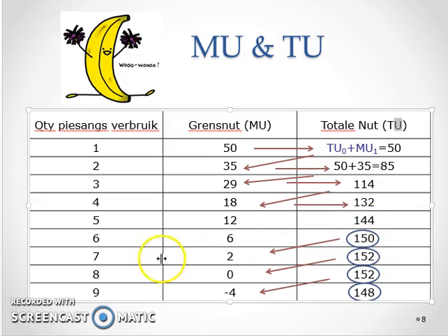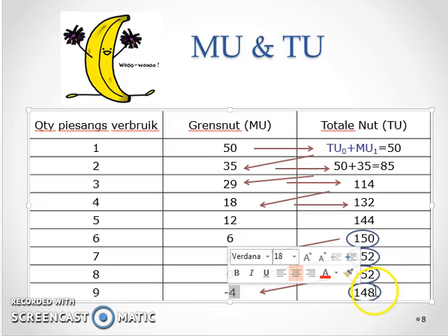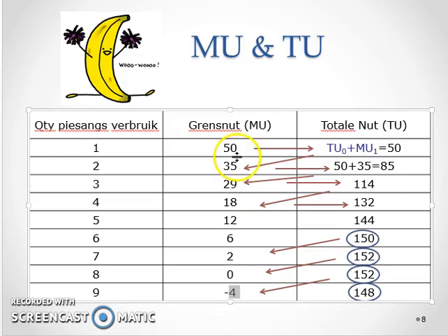So we continue. We see at the 8th banana that we consume, the marginal utility is 0 and the total utility is now 152. So now we are at a maximum. That means if you consume another one where the marginal utility is negative, our total utility will start to decrease. So this is indicative of the law of diminishing marginal utility: the more we consume, the lower the marginal utility, and our total utility increases, but at a slower rate.